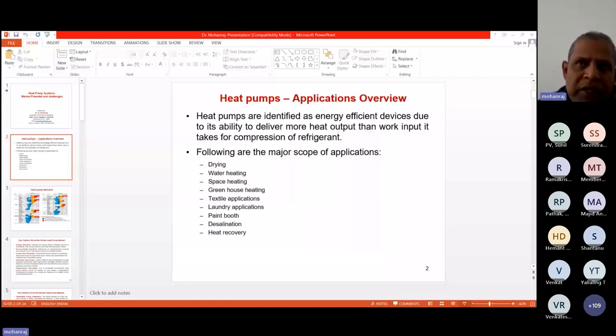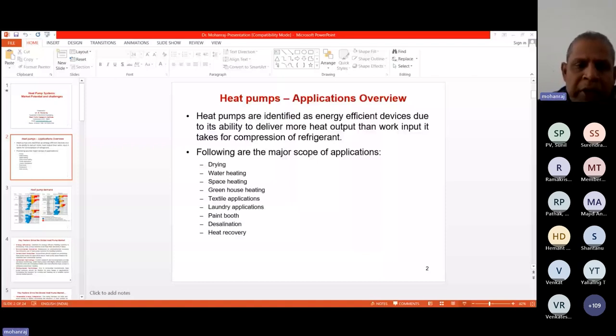Even yesterday I suggested a heat pump heating system for around 100 kilowatt heating requirement, using a 40 kilowatt semi-hermetic reciprocating type heat pump for such applications. Also for paint booth applications, for maintaining around 50 degrees centigrade. And desalination is a very big problem. In most thermal desalination systems, we require heat pumps to recover the heat during condensation, and it is utilized for preheating the saline water before entering the thermal desalination units.